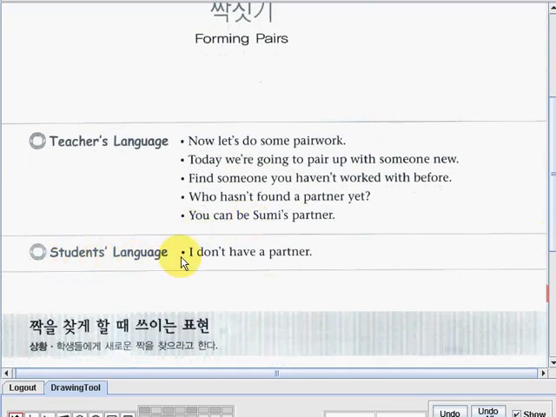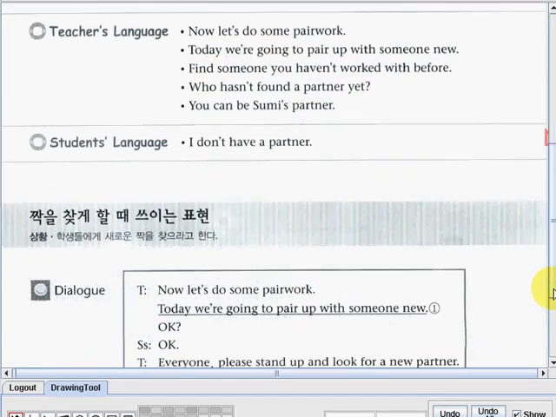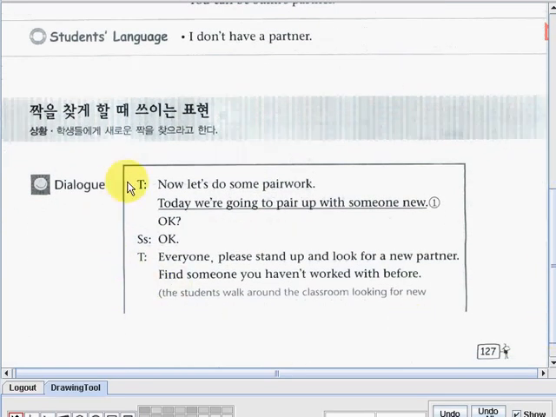I don't have a partner. Again, I don't have a partner. Now let's try to see that in a dialogue form here below, starting with the teacher speaking. Now let's do some pair work. Today, we're going to pair up with someone new.